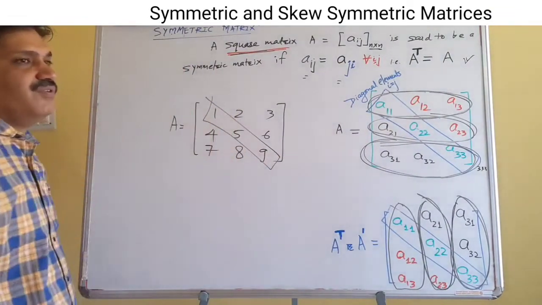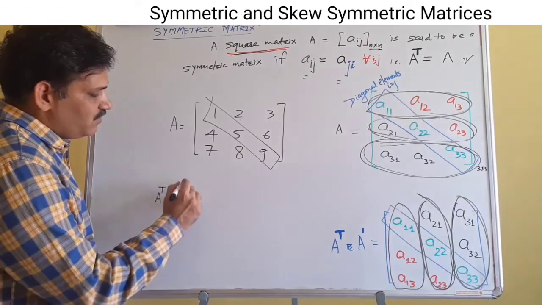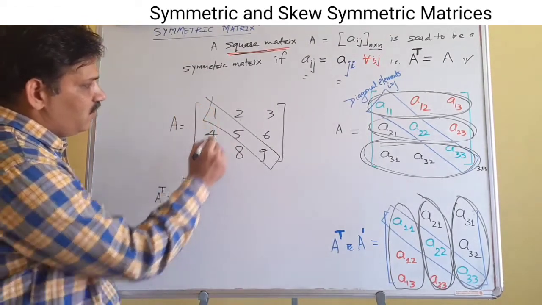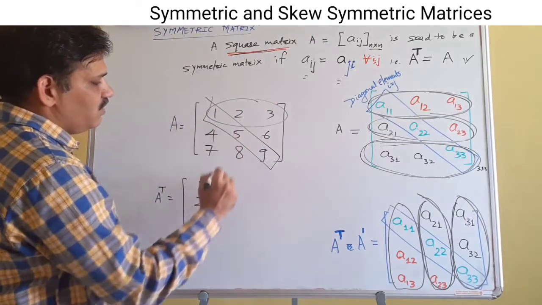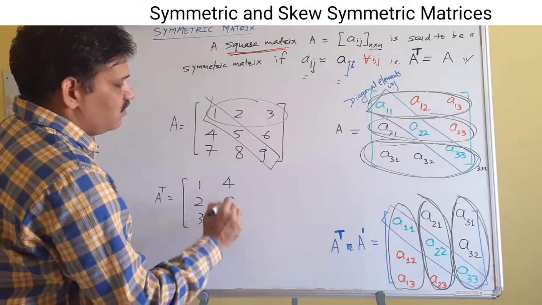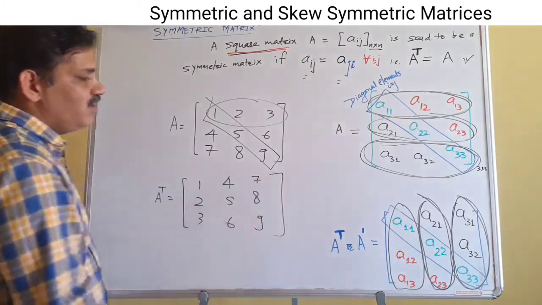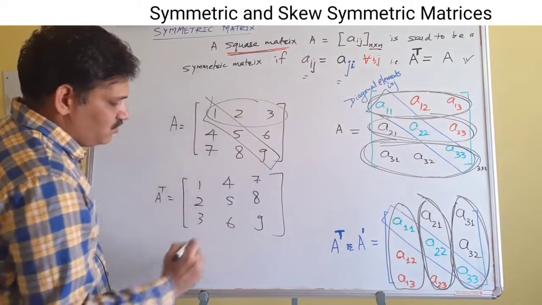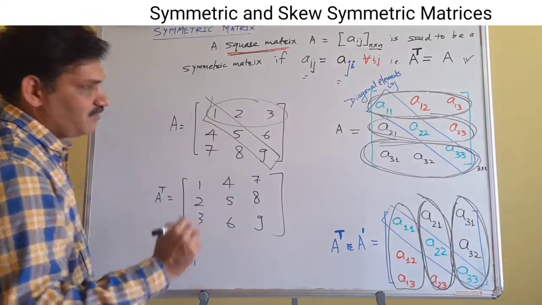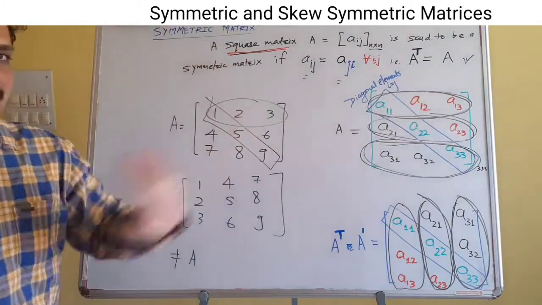2 is not equal to 4, obviously. Then if I try to take the transpose of this matrix, what do I get? First row now becomes first column. Second row now becomes second column, and third row now becomes the third column. Here I check: A transpose, 1 4 7, 1 2 3, is not equal to A. A transpose is not equal to A, so it is not symmetric.